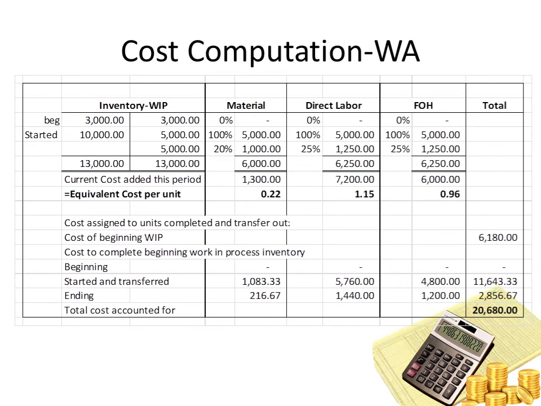And then 0.96 for our factory overhead, that's 4,800 for our finished and started. And then 1,200 for our ending. Then when we add it up together with the beginning, that would also be 20,680. Okay, so these are the amounts that we would be transferring to the next department or to our finished goods. And then the ending would be transferred to the next process.